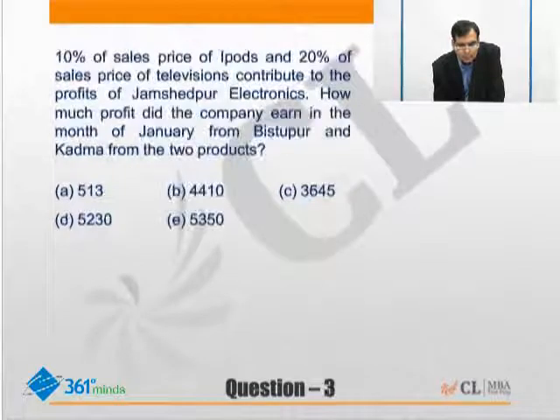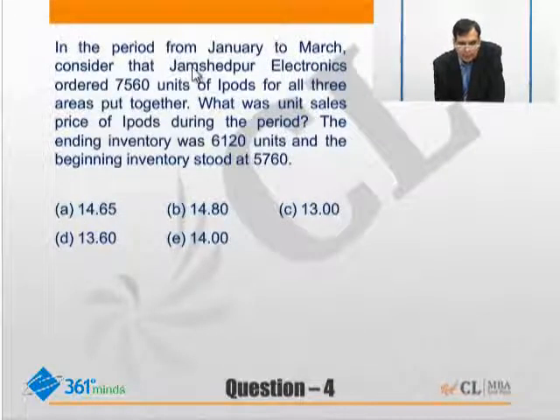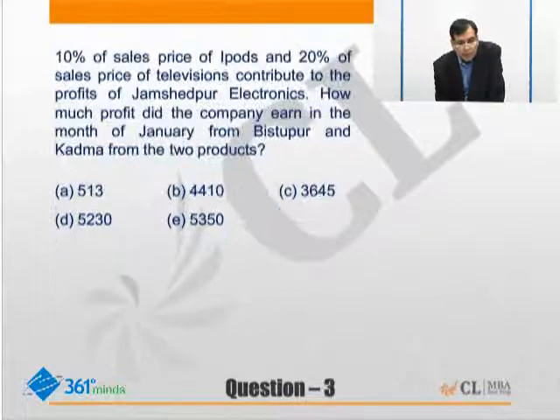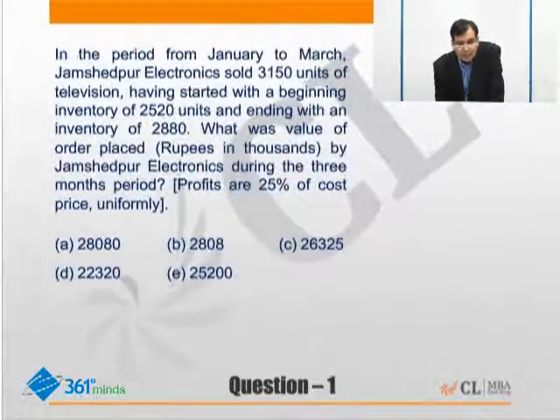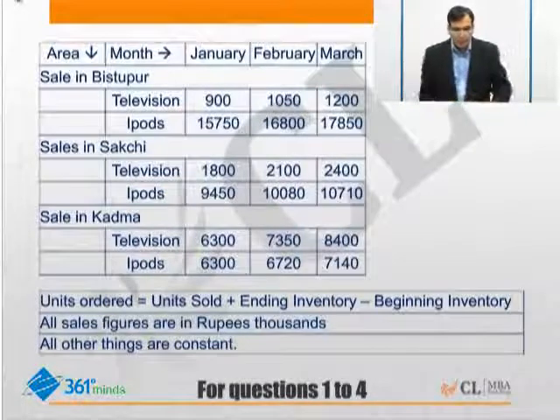Let us look at the last question. In the period Jan to March, consider that Jamshedpur Electronics ordered 756 units of iPods for all three areas put together. Again, so what does this mean? Total iPods for all 3 months for all 3 locations. Again, before we start doing the question, we need to get the basic data in place. Okay, so let's do that.